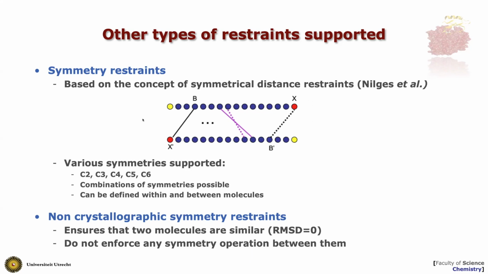So this will define basically symmetry operations between your molecules, and next to that, as is done in X-ray refinement, for example, you might also define what is called non-crystallographic symmetry restraints. And this is effectively a restraint that says that if you were to fit the two molecules on top of each other, the root mean square deviation should be 0. So this does not define a symmetry operation, but it makes sure that the conformations of your molecules are exactly the same. So both are supported in HADDOCK.